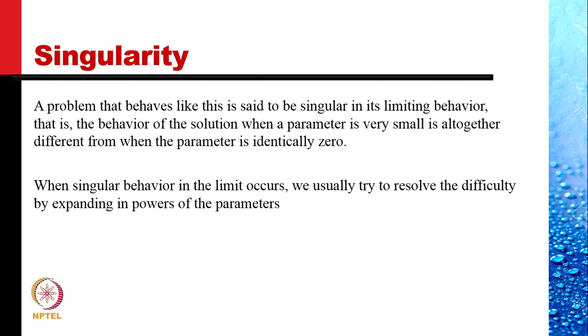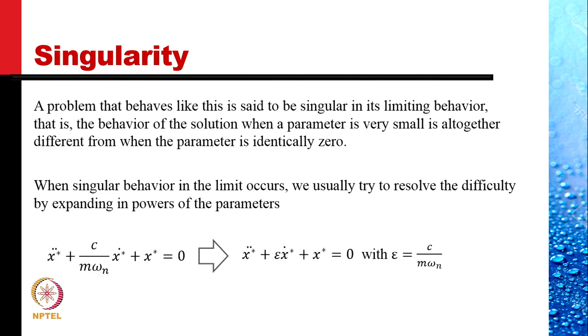When singular behavior in the limit occurs, we usually try to resolve the difficulty by expanding in the powers of that parameter, so that this equation is written like this, where this term is replaced by epsilon.